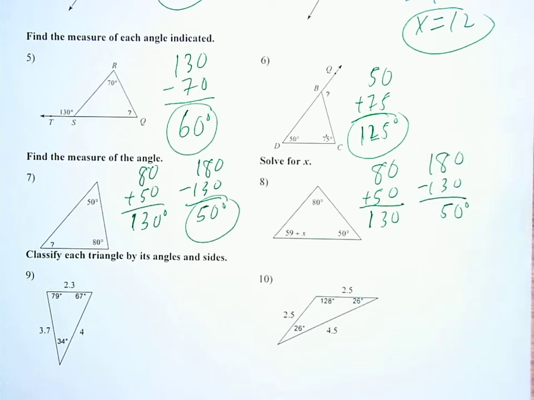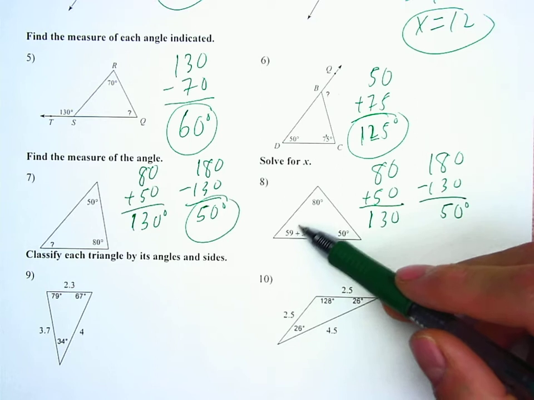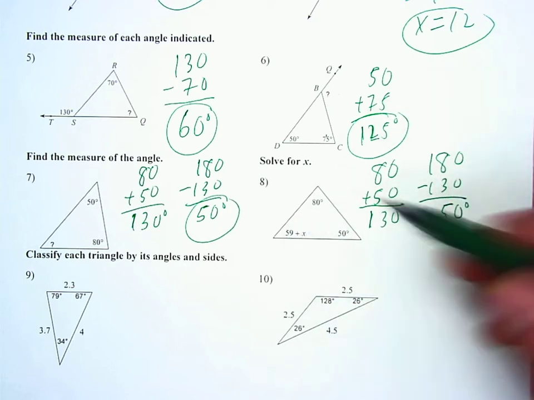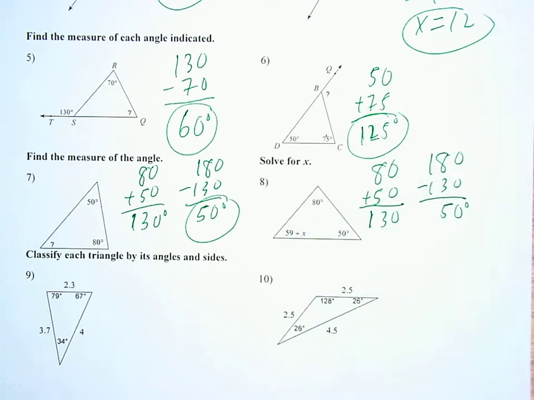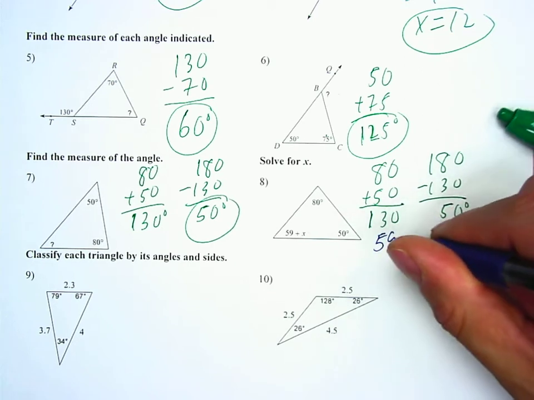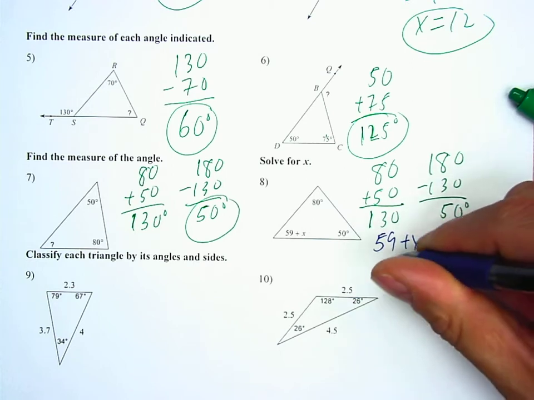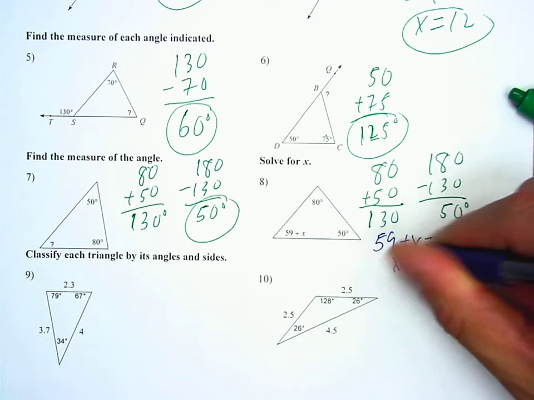This has two extra steps because I'm looking for an x instead of just the angle. So this angle is 50. Because I'm looking for an x here, I will have 59 plus x equals 50. And then taking 59 from 50 will yield my finished answer, negative 9.